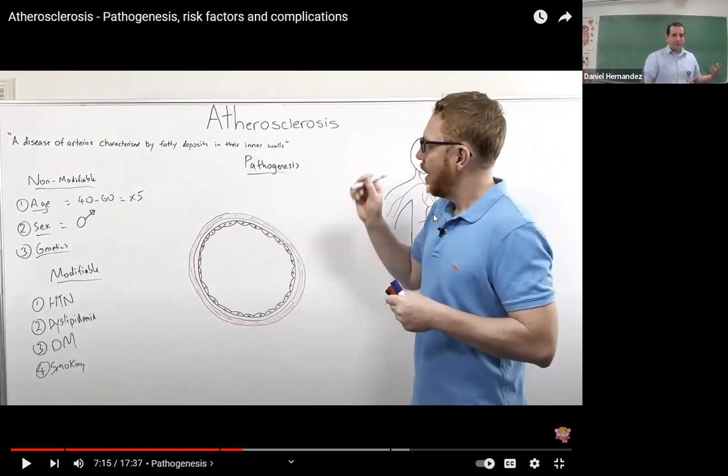So that injury happens as a result of things like hypertension. So having high blood pressure causes damage to that endothelial layer. So that's why it's important for us to control a patient's hypertension.